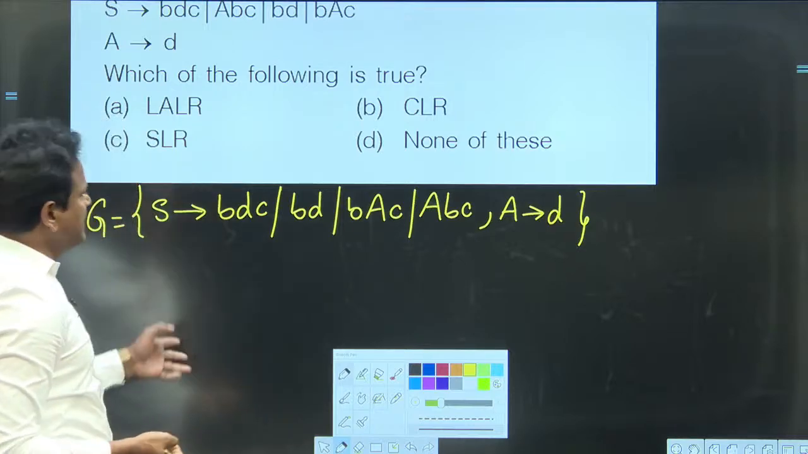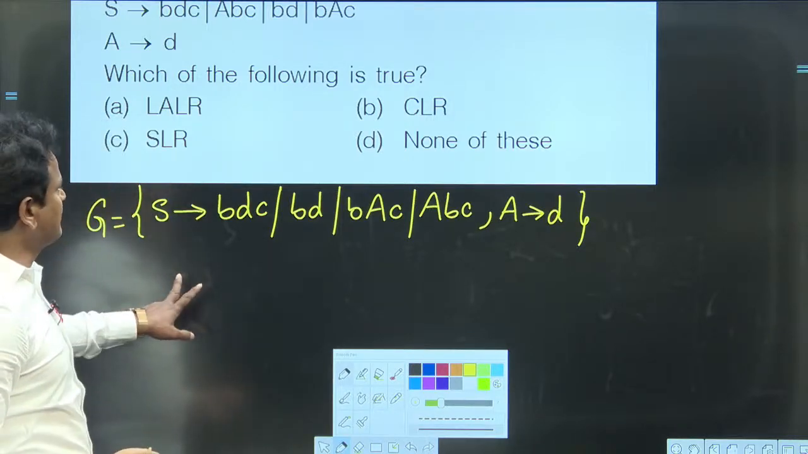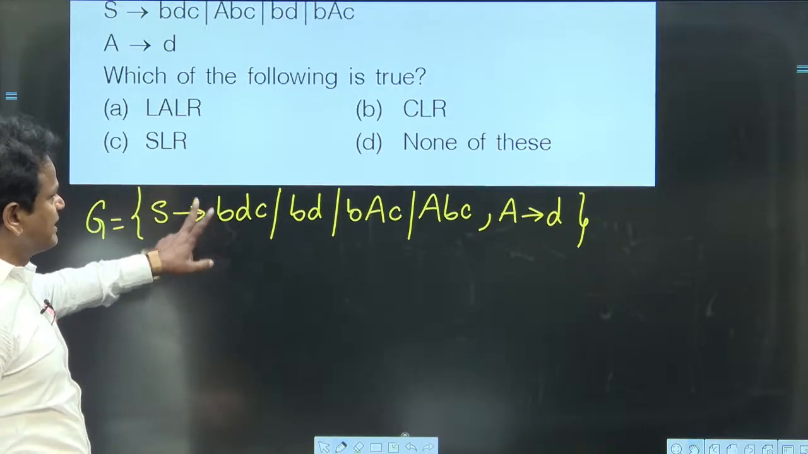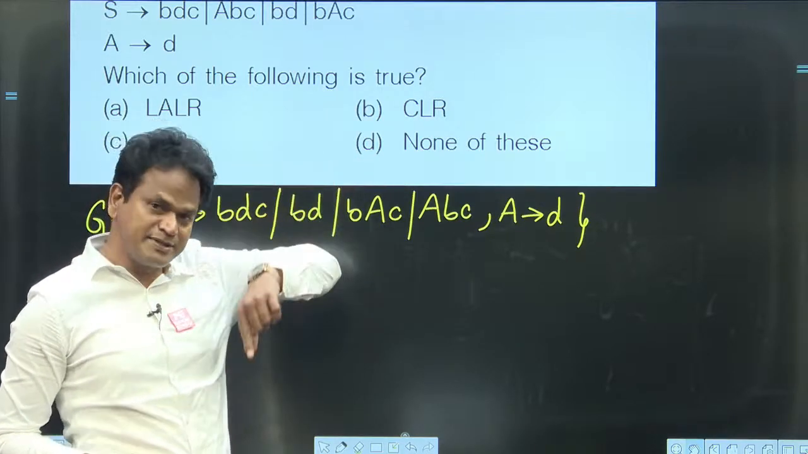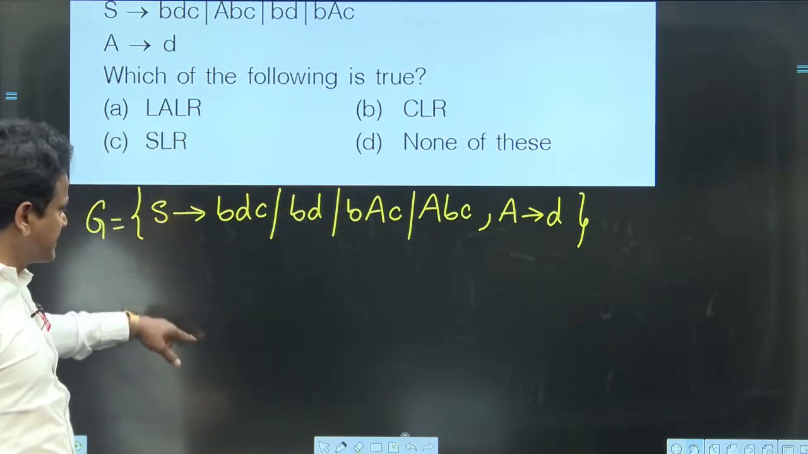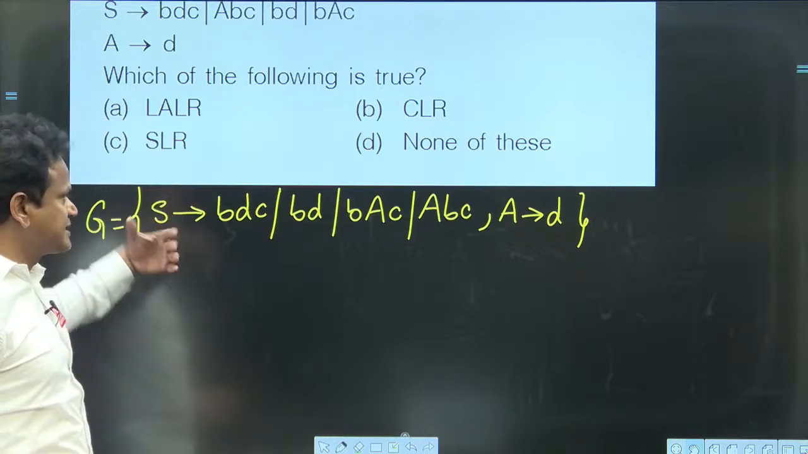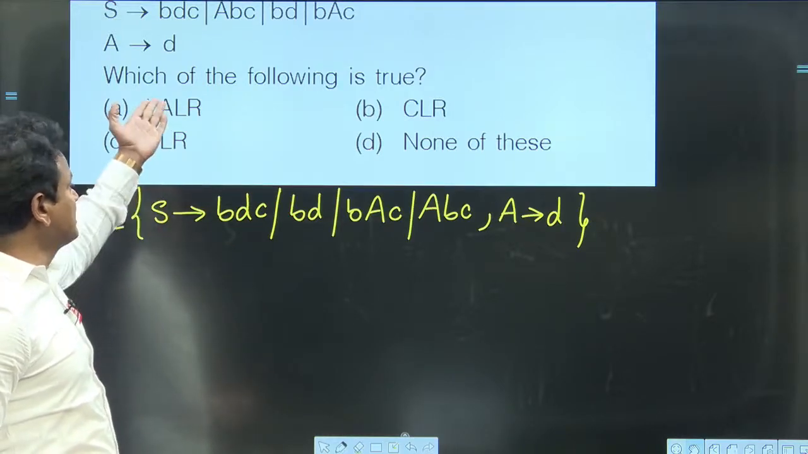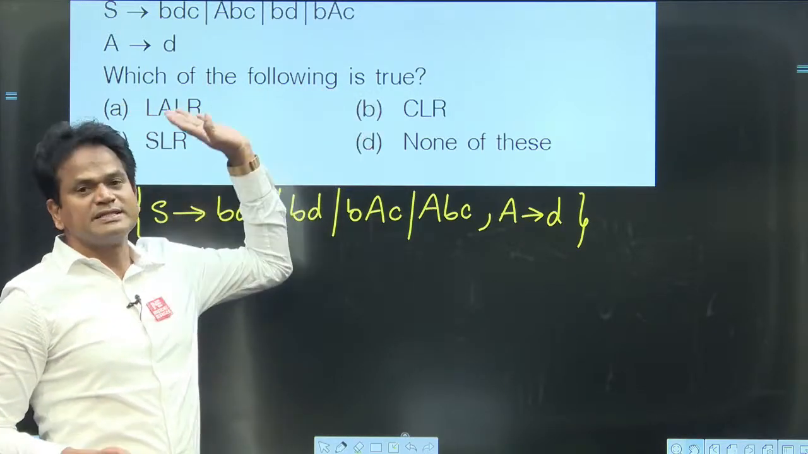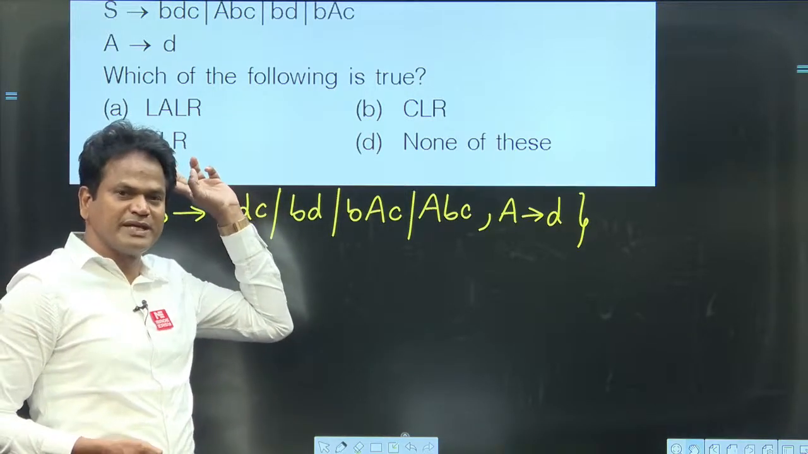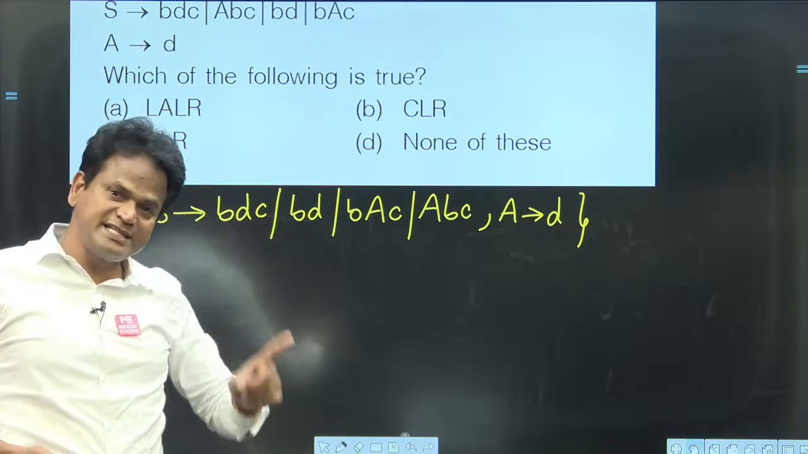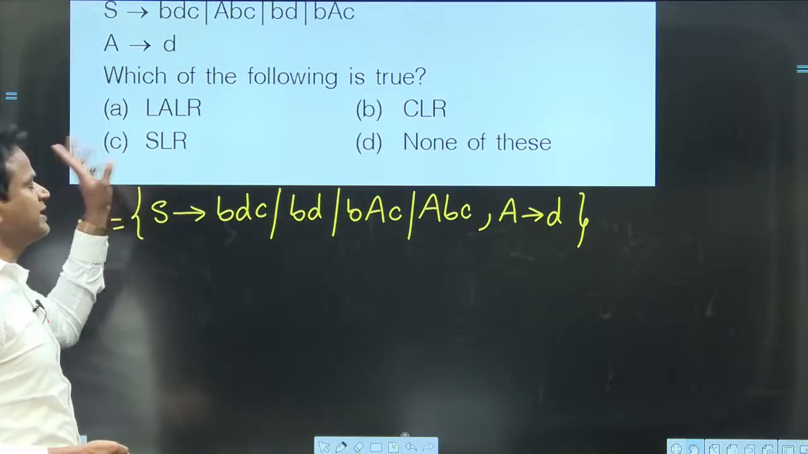If it is not SLR of 1, if it is SLR of 1, and one more thing, if it is MSQ, that is different. If it is MCQ, then I will check for SLR of 1. Every SLR of 1 is also LLR of 1, and every LLR of 1 is also CLR of 1. So among these A, B, C, all three are correct if it is MSQ. But if it is MCQ, you have to go for SLR.